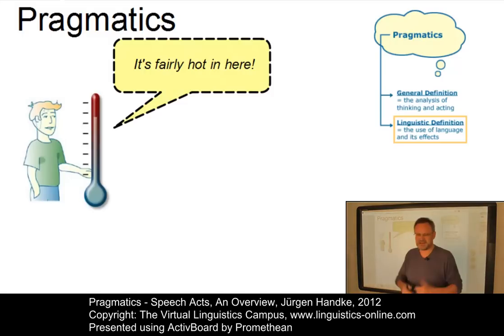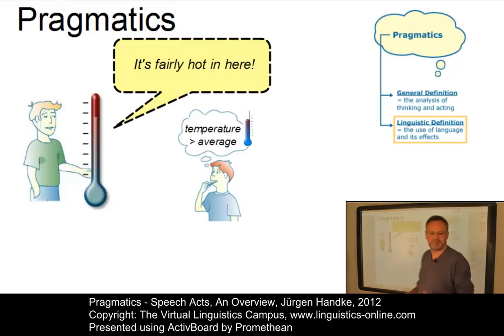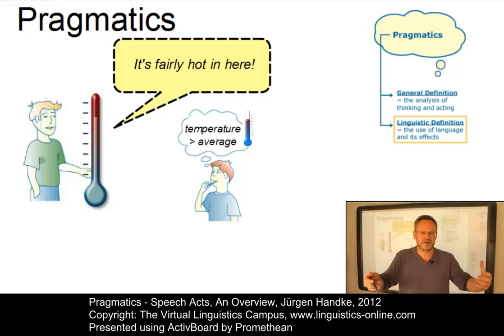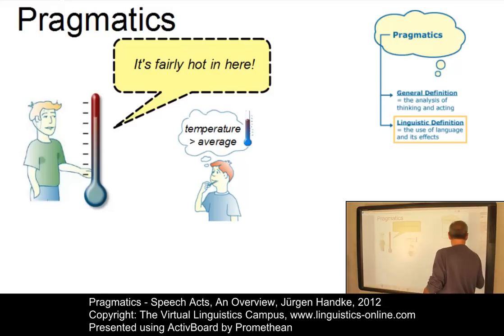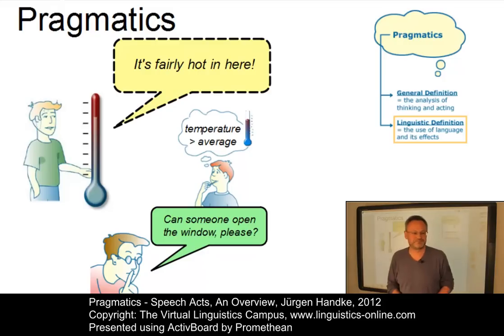Imagine someone says, "it's fairly hot in here," which is the case because there are all the lamps around me. Now, what does this utterance mean? Well, it probably means that some unknown person notices that the temperature at the location of the speaker is currently above average. That's the plain meaning. And what about the use? Well, the use could be something like this: someone is intended to open the window.